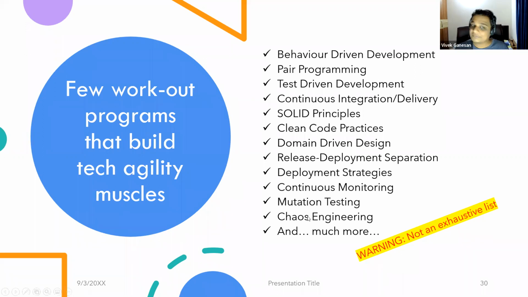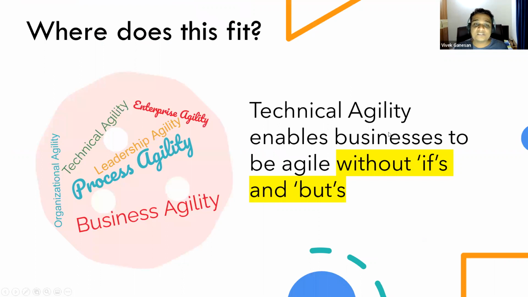And there is a lot of things in this list. So there are many workout programs that you can use in order to build your tech agility muscles, right? This is just a limited list of things that are very popular, right? Now, this looks very daunting, right? This looks very huge. And where does this thing fit? Technical agility enables businesses to be agile without ifs and buts, right? That's what technical agility's aspect is.